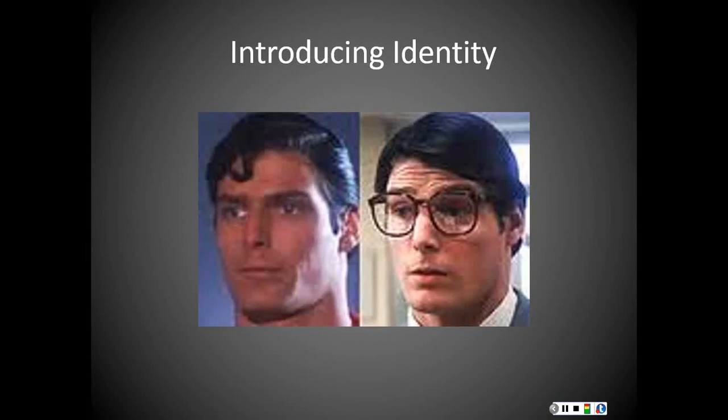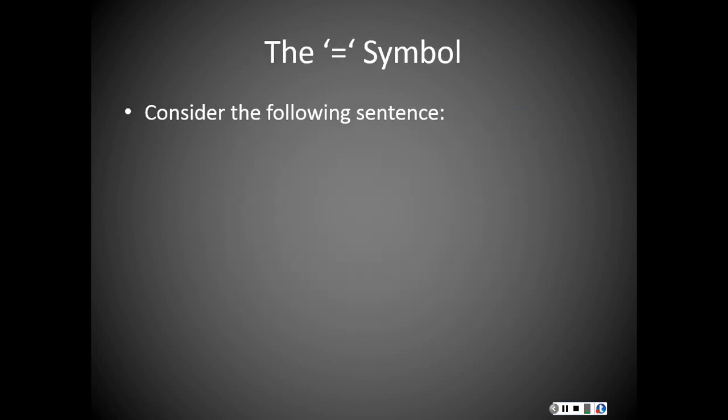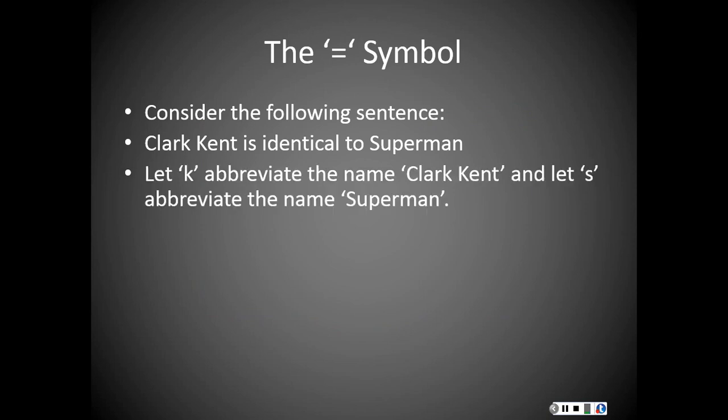In this lecture, I want to add another symbol to the stock of symbols that we have in predicate logic, a symbol that will allow us to represent sentences expressing claims about identity. So consider the following sentence. Clark Kent is identical to Superman. This is a sentence that we would like to be able to represent in our language.